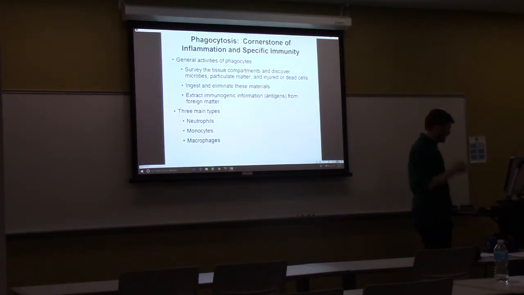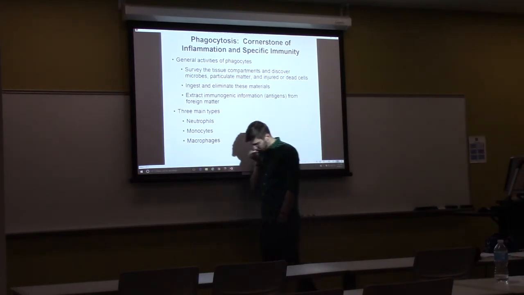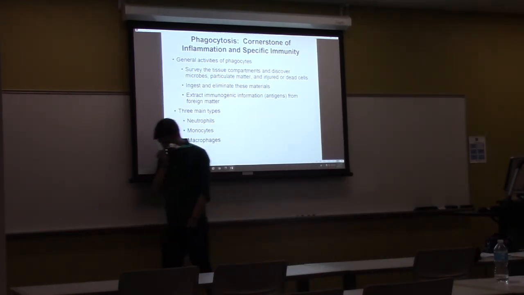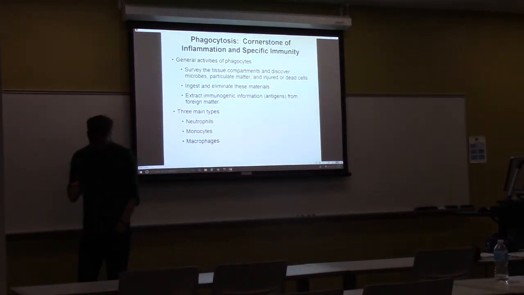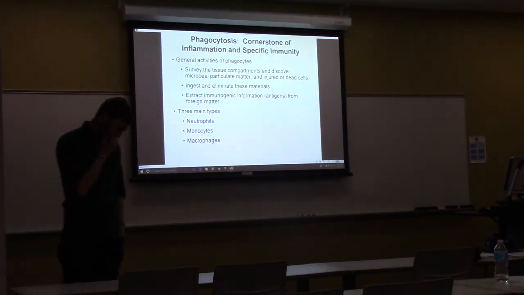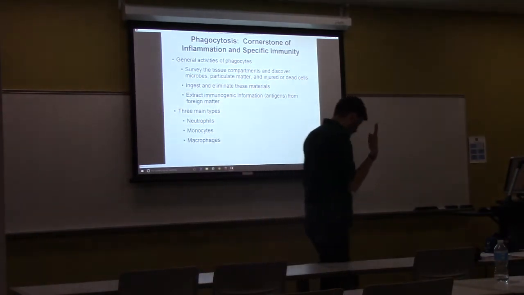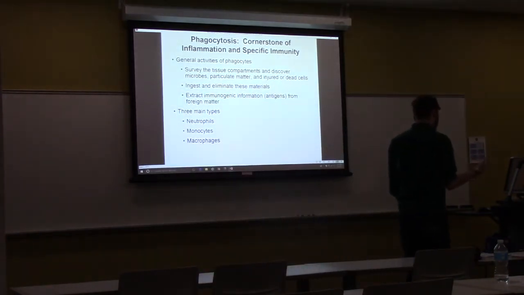All right, phagocytosis. What is phagocytosis? Engulfing the foreign thing, right? And what cells can phagocytose? Monocytes, neutrophils, and macrophages, right? And sometimes B cells.